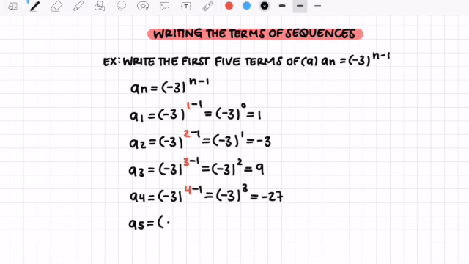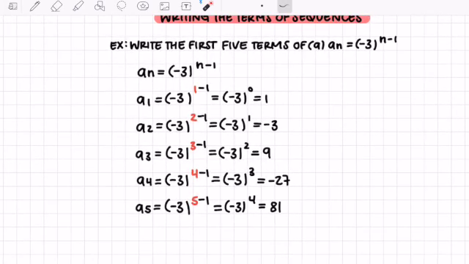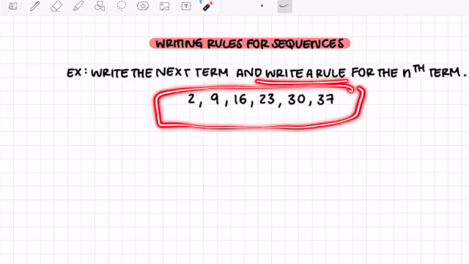And we have here negative 3 to the power of 5 minus 1. So that gives us negative 3 to the power of 4, which is 81. And again, I'm going to stop at the fifth one because we're only asking for the first 5 terms. So these are the values that I would receive for the sequence. Basically what we're doing is following a rule, but what we're going to be looking at now is the sequence itself, and we're writing a rule for it.